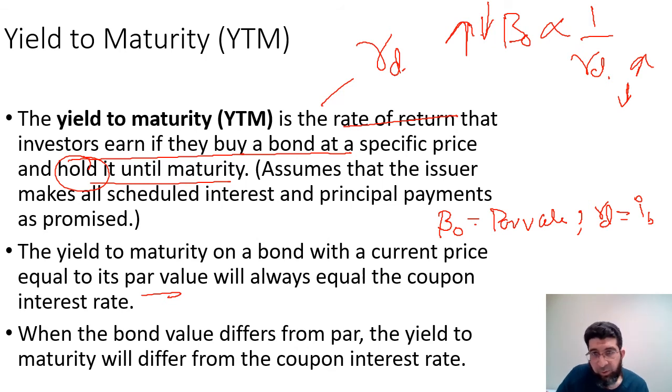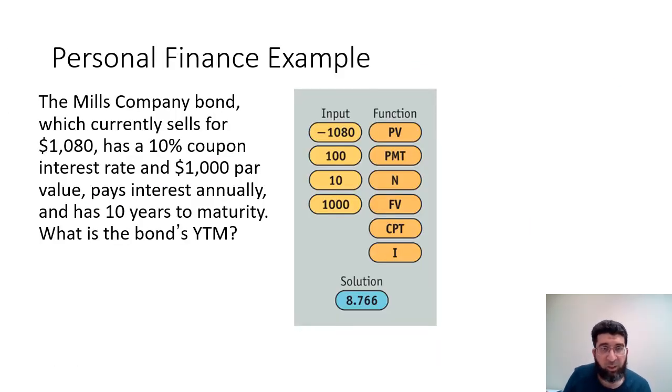Now, when the bond value differs from the par, the yield to maturity will differ from the coupon interest rate, which we have already covered. Let's look at this quick example. The Mills Company bond, which currently sells for 1080, has a 10% coupon interest rate and a $1,000 par value, pays interest annually, and has 10 years to maturity. What is the bond's YTM?